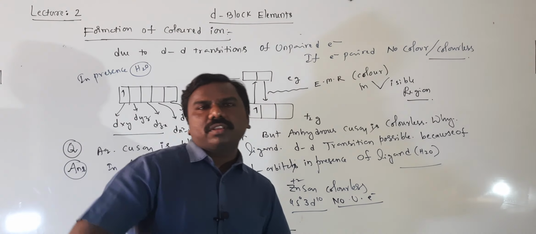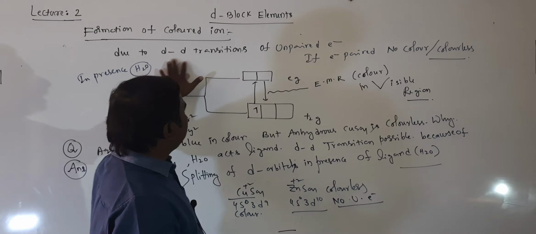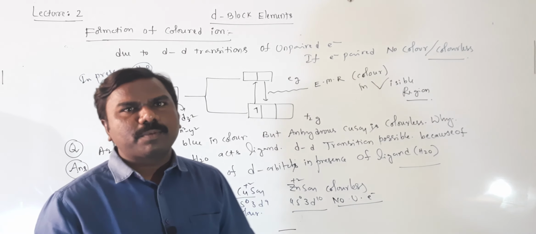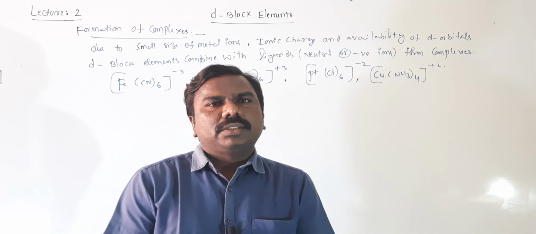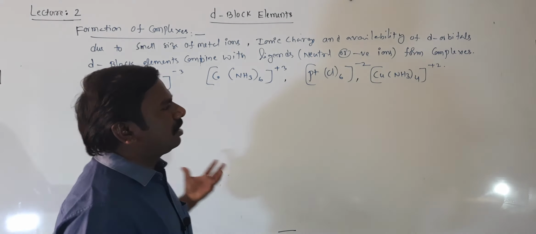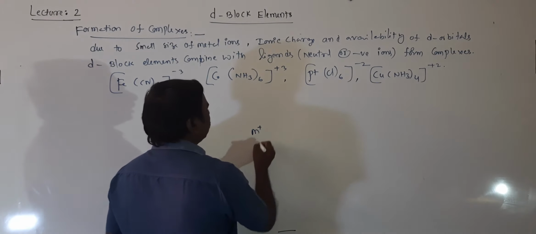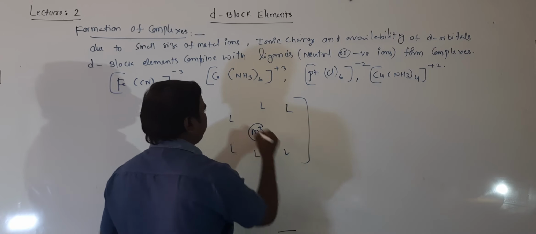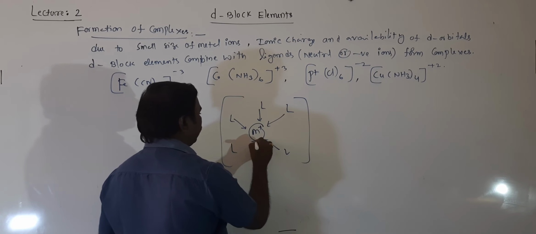So the color for the transition elements is due to d-d transitions because of unpaired electrons. Okay, the next property of transition elements is formation of complexes. Complex means a metal ion can combine with various ligands, then forms a complex, also called a coordinate compound.